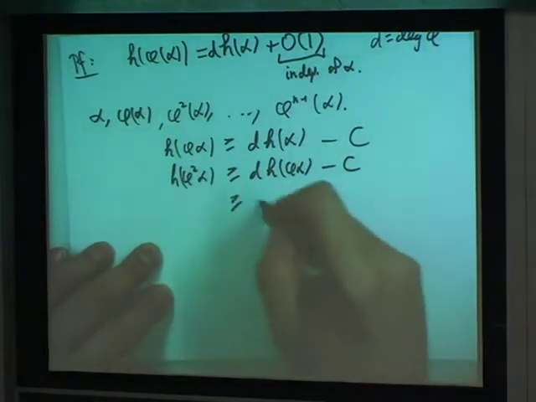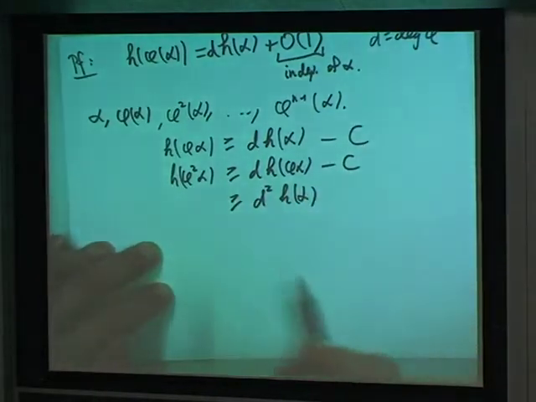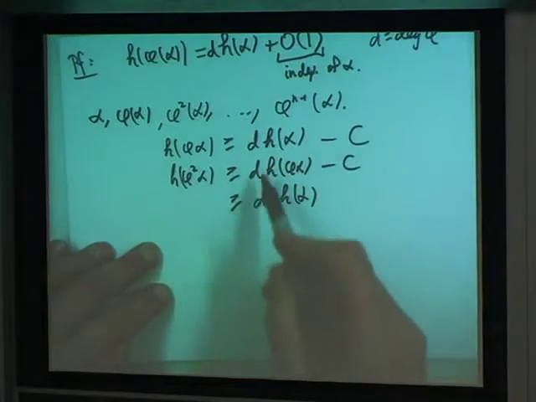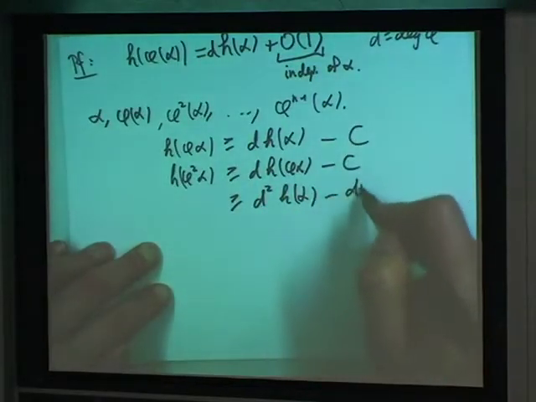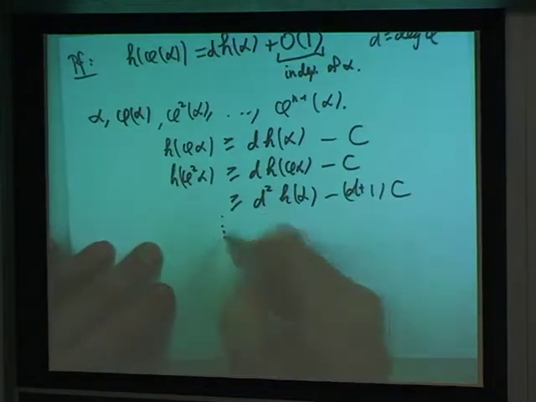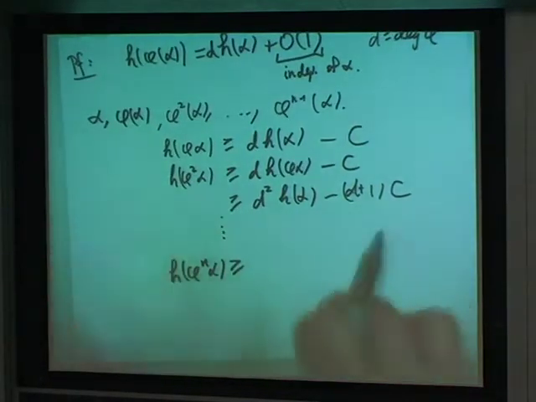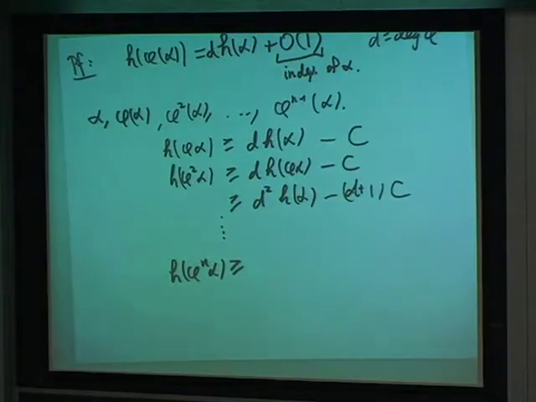So this becomes d squared, the height of alpha. The problem is, of course, the d multiplies the constant also, so I end up losing d plus 1 constants. Okay? And you just keep doing that. And at the end, you get the height of phi to the n alpha is greater than or equal to something in terms of phi to the n minus 1 alpha, and then you substitute from up above.